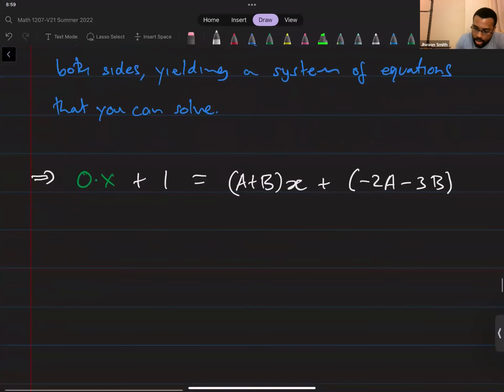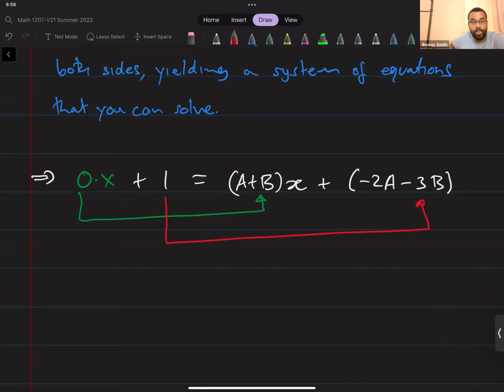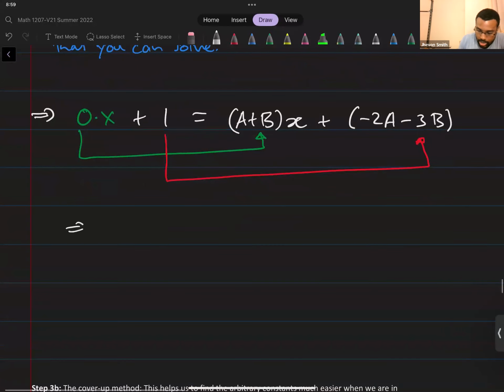What that actually means is that zero must be equal to a plus b, because the number of x's on the left has to be the number of x's on the right, because this is an equation. You have to have the same amount of each thing on both sides. This also means that the constant over here must be equal to the constant over there. So one must be equal to that expression.